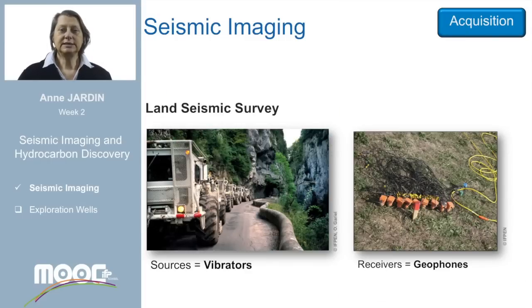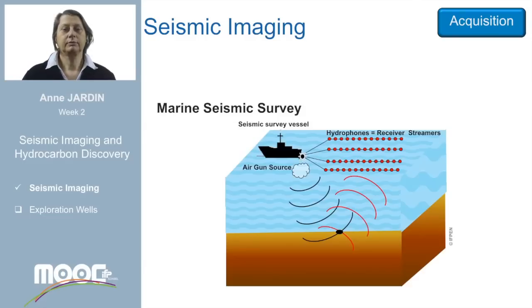In the case of land seismic acquisition, big trucks, called vibrators, generate seismic energy that propagates through the subsurface. You can see a picture of 5 vibrators during a seismic acquisition survey in the French Alps. The receivers, called geophones, record the stress variations due to seismic vibrations.